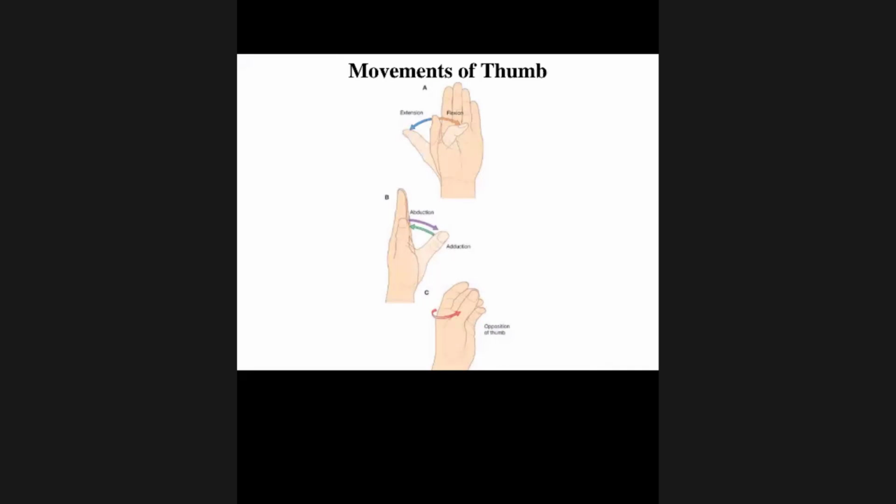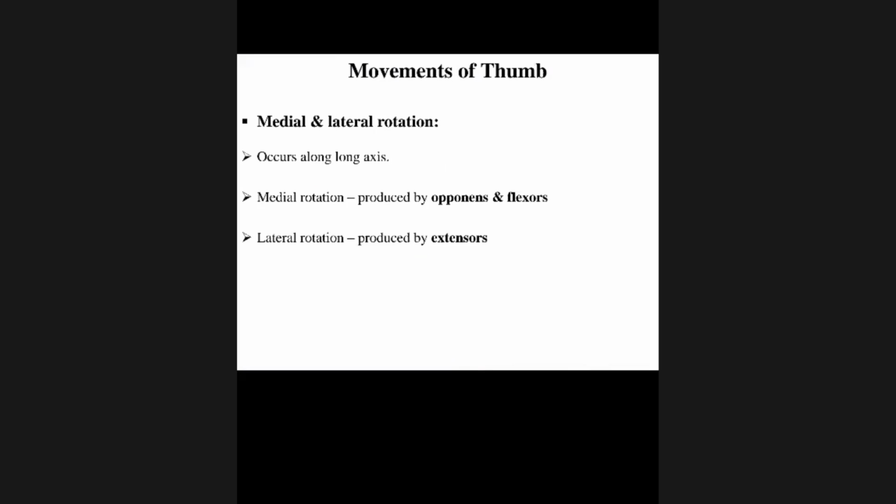The movements of the thumb, mainly adduction and abduction, are in relation to the middle finger. The medial and lateral rotation of the thumb occur along the long axis. Medial rotation is produced by the opponens and the flexor muscles; medial rotation means flexion as well as opposition. Lateral rotation is produced by the extensor muscles.